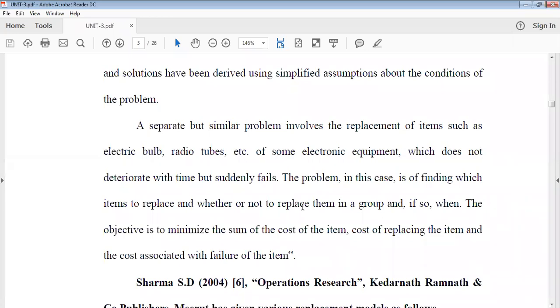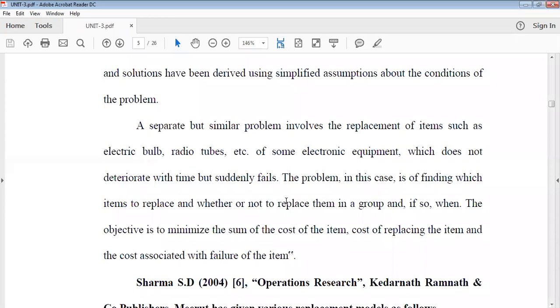The only thing is that you have to keep an inventory to replace the particular items. For electrical bulbs, you have to keep 100 or 500 bulbs in advance, and thereby you can replace them.